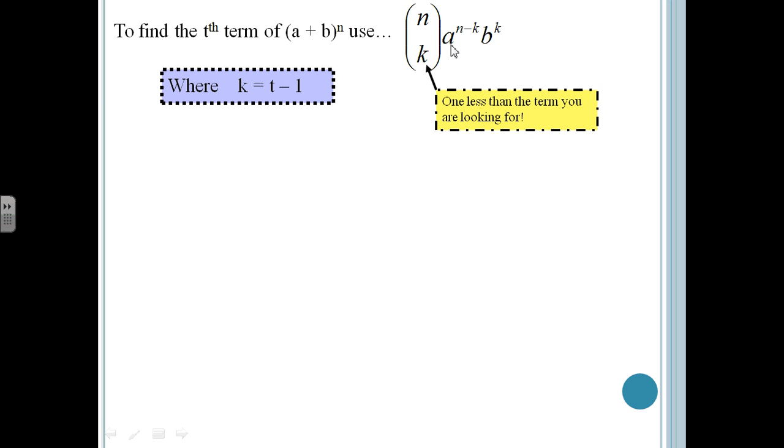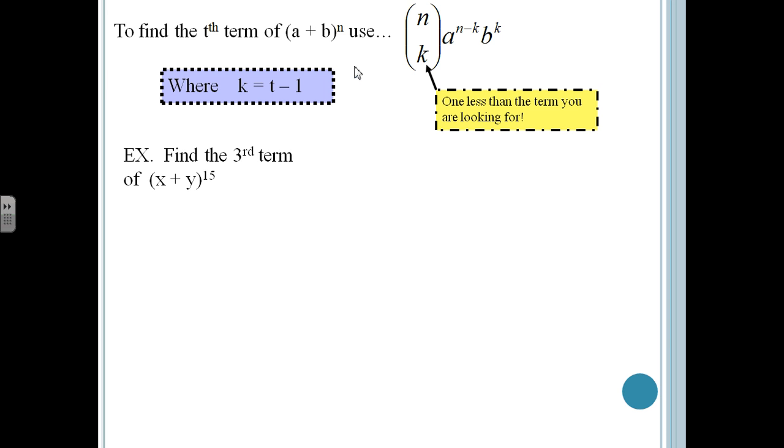And then we have a, which is this number, raised to the n minus k. So you would subtract these. And then you have b, which is that number, raised to the k. And once you work all this out, you would have that specific term. So let's do an example.